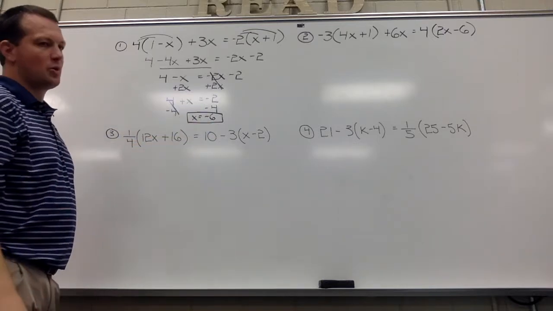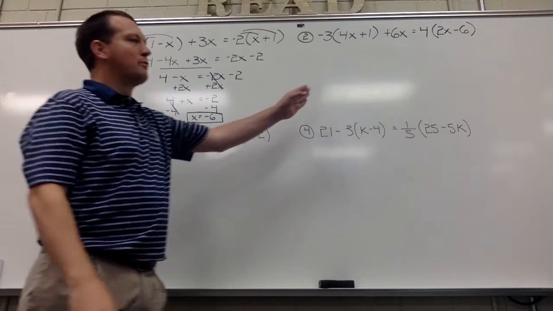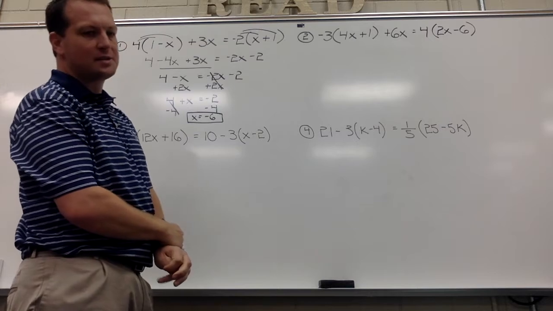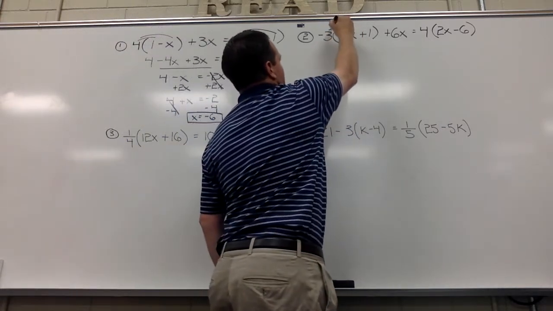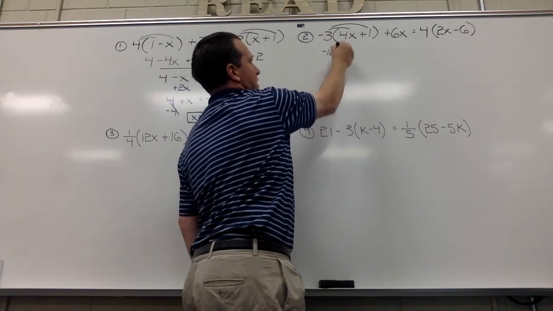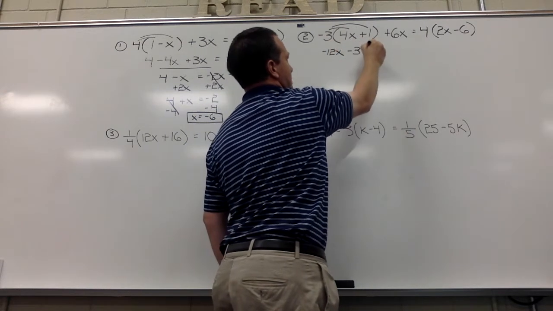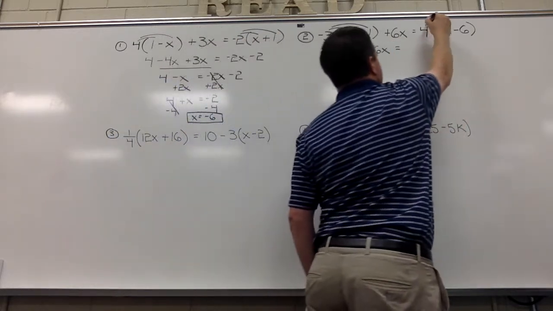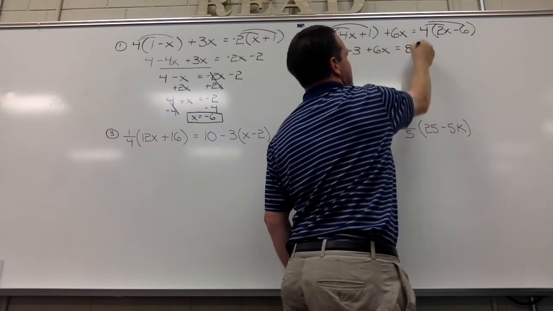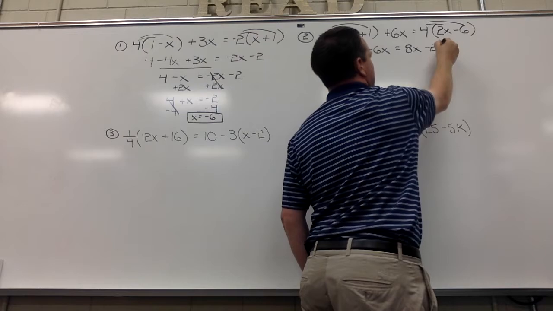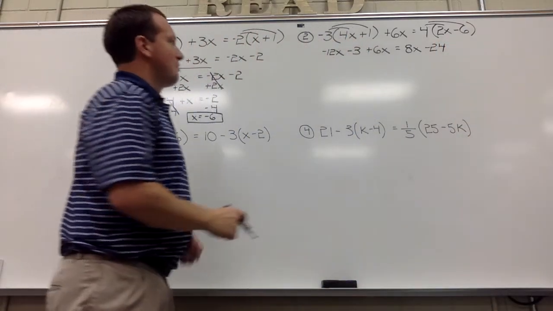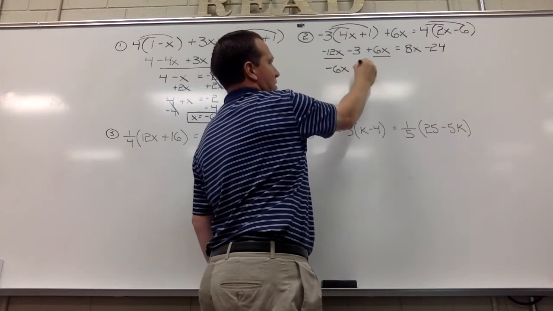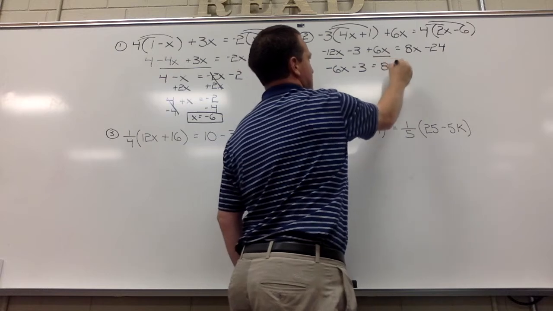Example 1, done. Taking a field trip over here to example 2, a similar scenario where I'm going to have to distribute on both sides of the equation. So negative 3 outside in to 4x, I'll have negative 12x minus 3 plus 6x is going to equal, on the right side, multiplying my 4 outside in, 4 times 2, 8x, 4 times negative 6, negative 24. Right side again, I've like terms of negative 12 and 6, so negative 6x minus 3 will equal 8x minus 24.